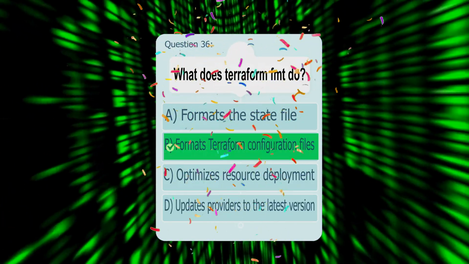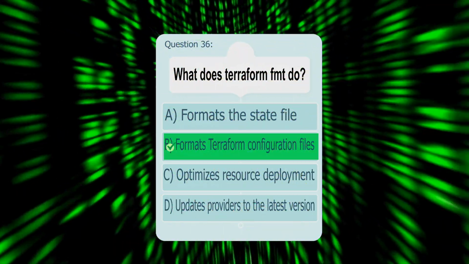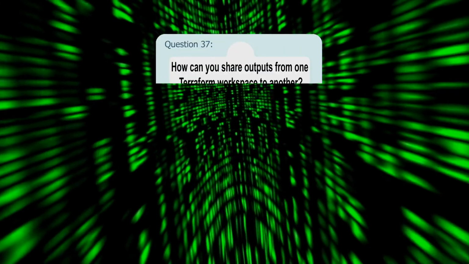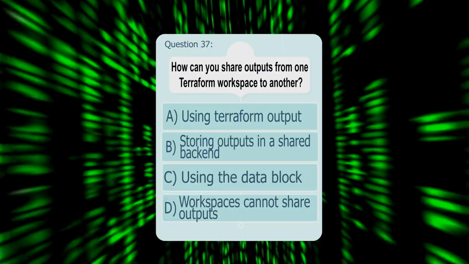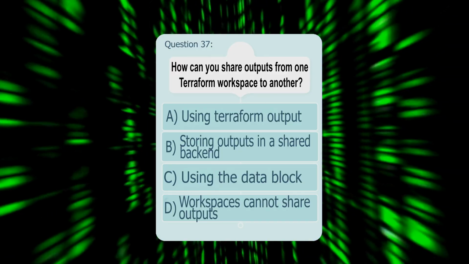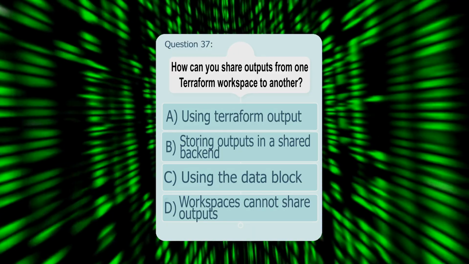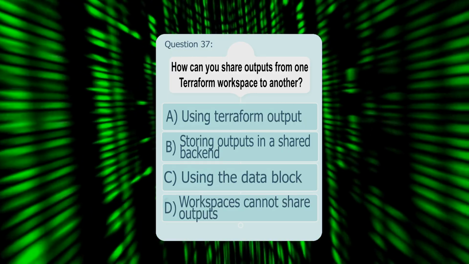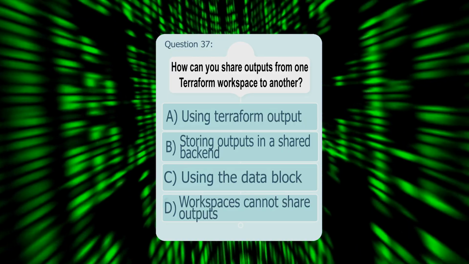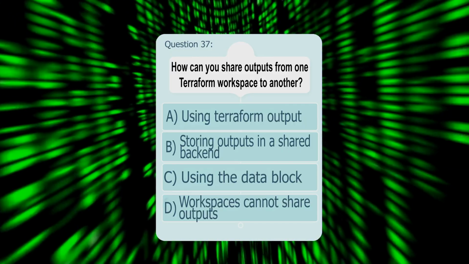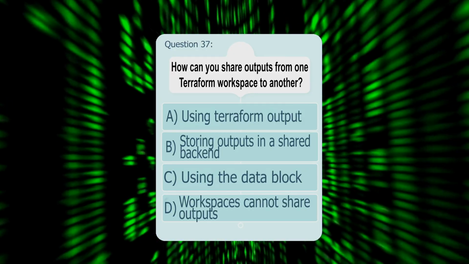Answer. B. Formats Terraform configuration files. Question 37. How can you share outputs from one Terraform workspace to another? A. Using Terraform output. B. Storing outputs in a shared backend. C. Using the data block. D. Workspaces cannot share outputs.